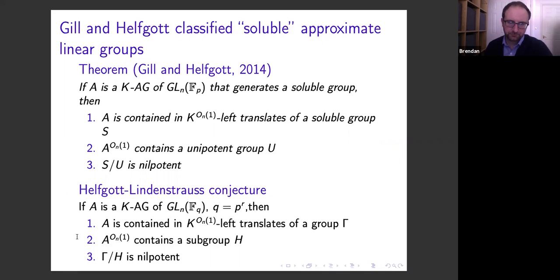So what's left open then is to prove the Helfgott-Lindenstrauss conjecture when Q is not a prime. And so the first step towards doing that would be to extend Gill and Helfgott's theorem to the case of a general finite field. And so, in unpublished work that hopefully will be up soon, I do just that. So the main result that I want to talk about then is the extension of Gill and Helfgott's theorem to all finite fields.